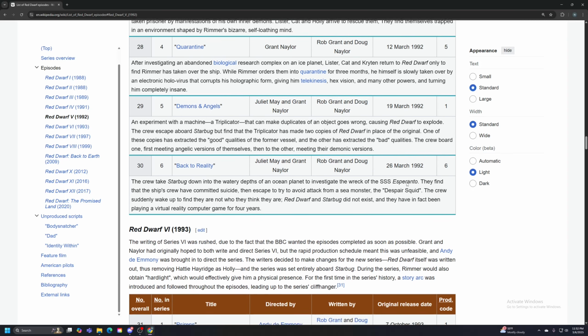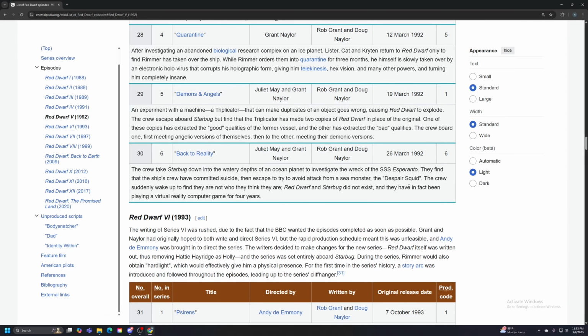Episode 4. Quarantine. After investigating an abandoned biological research complex on an ice planet, Lister, Cat, and Crichton return to Red Dwarf only to find that Rimmer has taken over the ship, while Rimmer orders them into quarantine for 3 months. He himself is slowly taken over by an electric holovirus that corrupts his holographic form, giving him telekinesis, hex vision, and many other powers, and turning him completely insane.